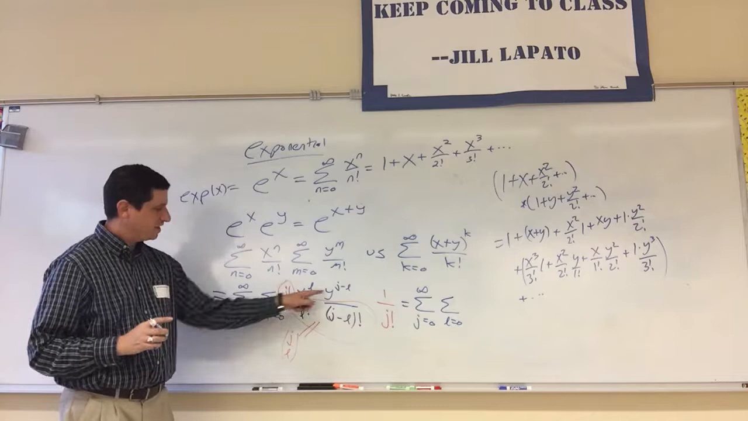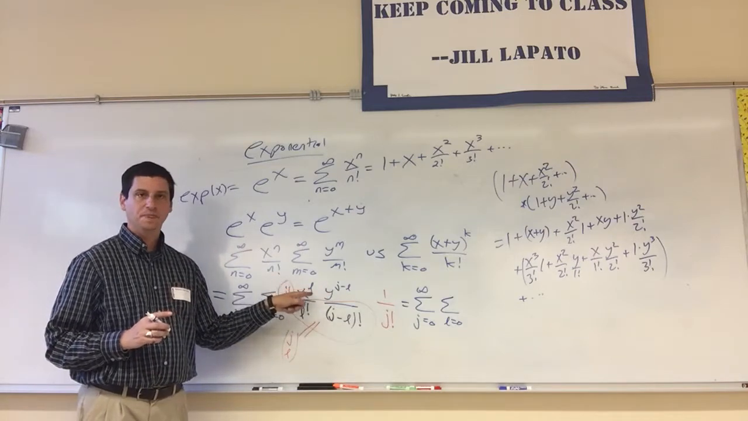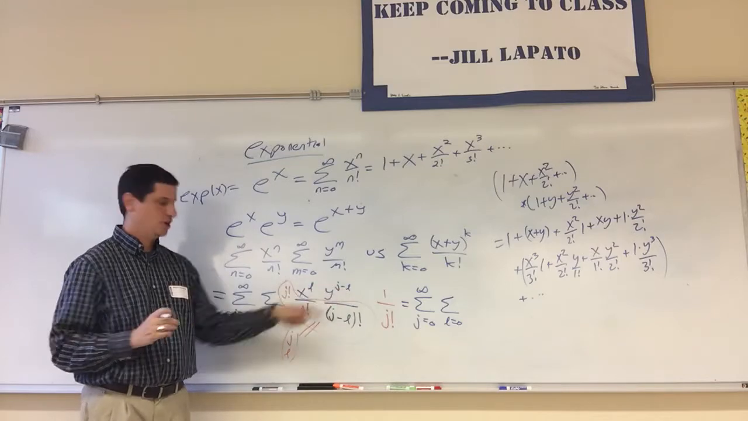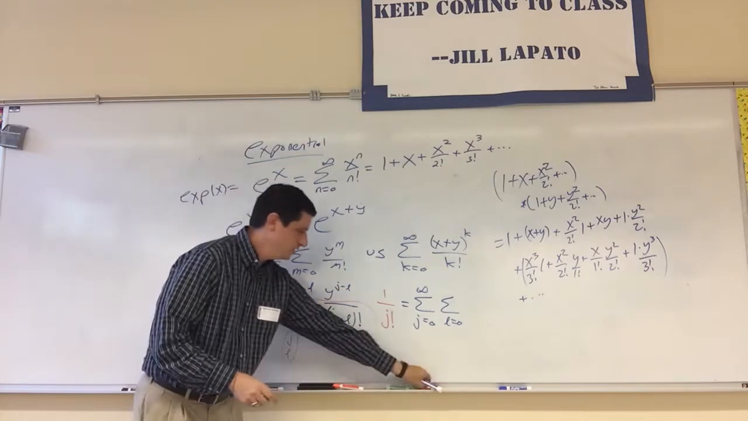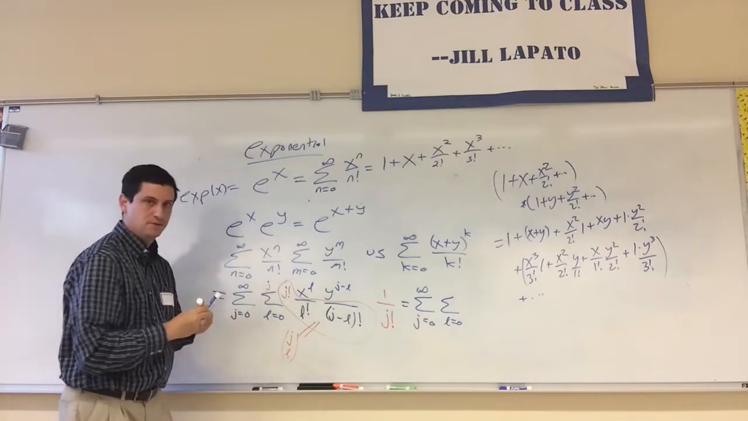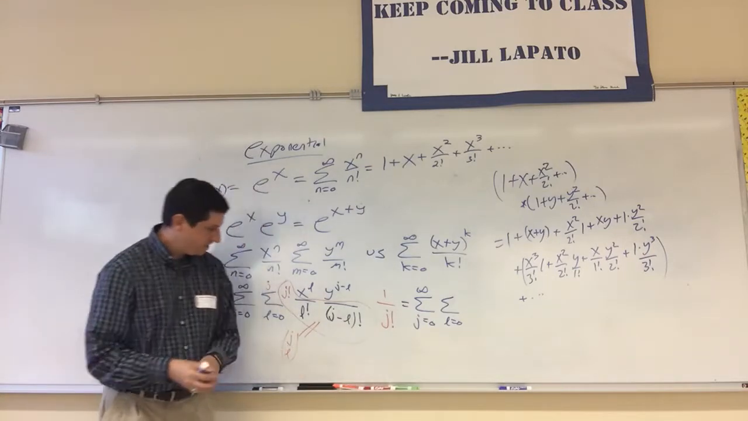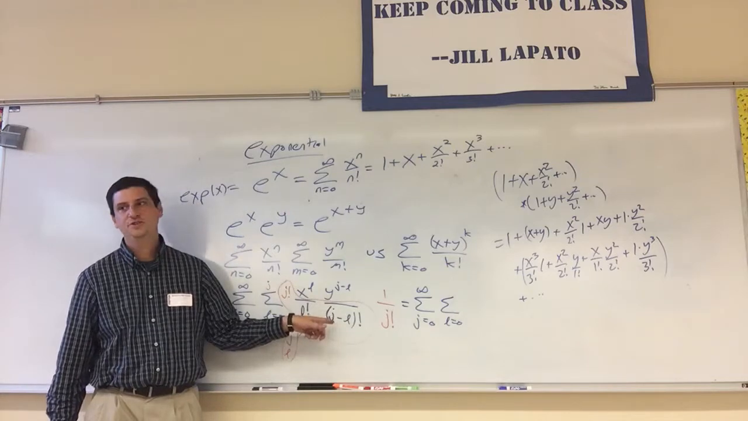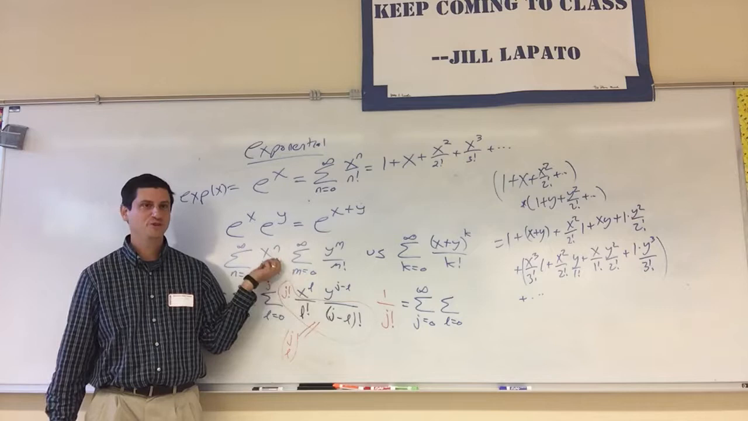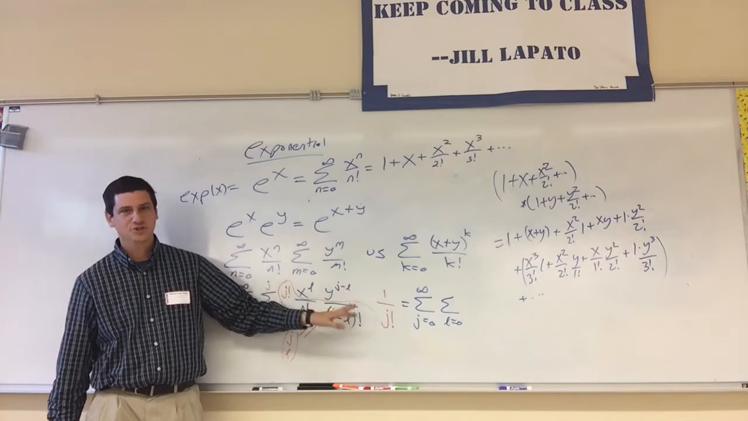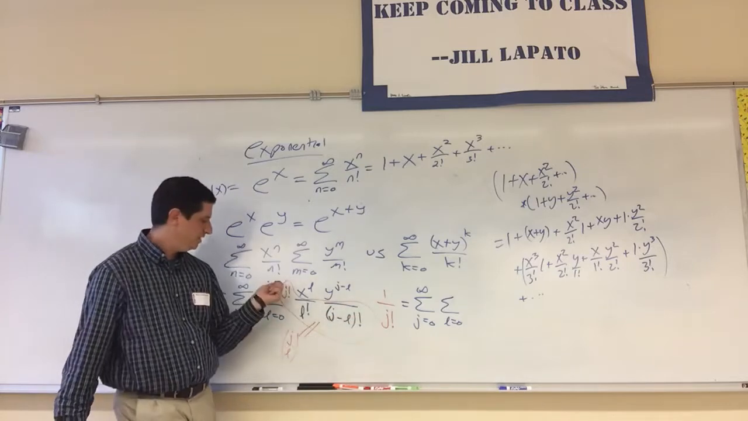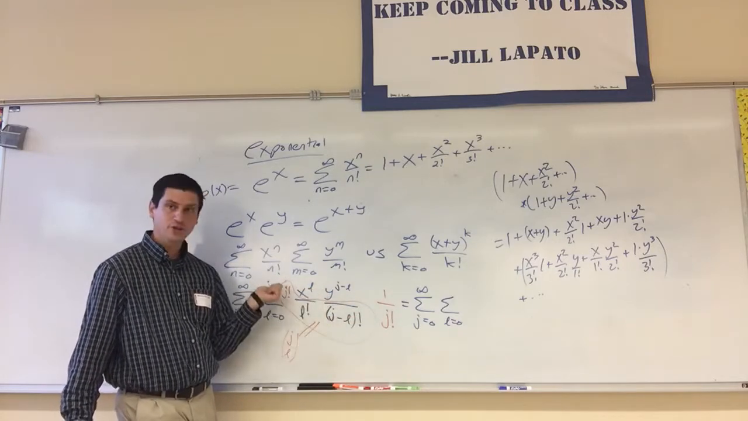I want the power of x and the power of y to add up to L. What's the highest value of L I could take? J. I can't have y to a negative power. One thing that's nice is that if you take factorials of negative numbers, you get infinity. So if you actually wrote infinity here, the way these are interpreted, you'd be dividing by infinity and the terms would be zero. But we stop the L sum at J.